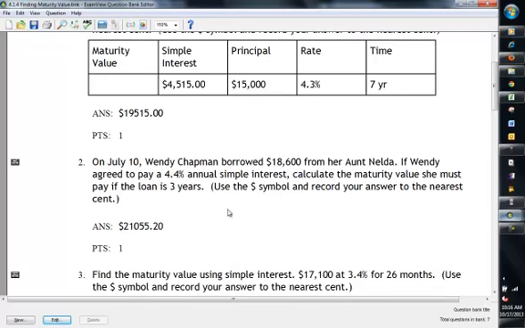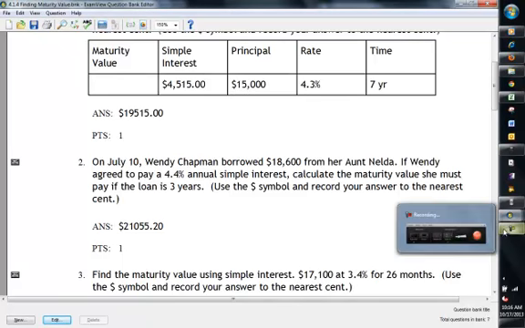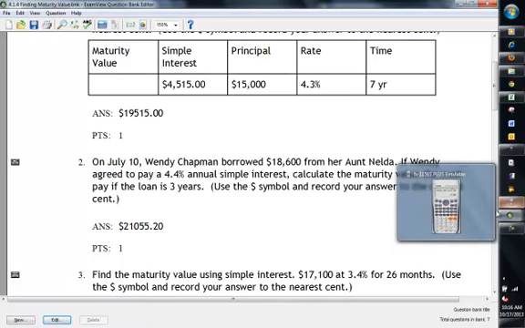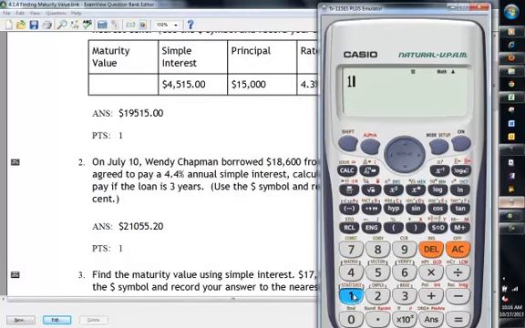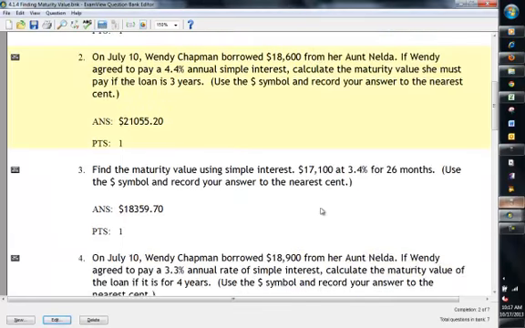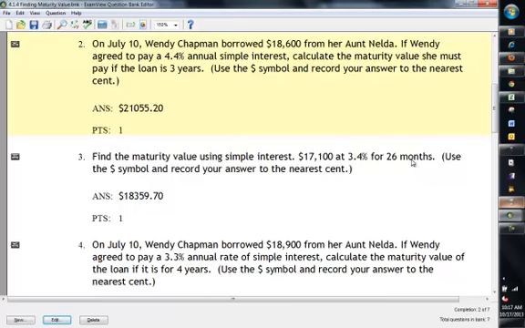Suppose, though, they didn't give you the interest, so we would have to calculate the interest in this case. Let's look at this one. Interest is principal, 18,600, times rate, 0.044, times the time is 3 years, and we get that amount. Then we add in the principal, 18,600, and our total is $21,055.20.